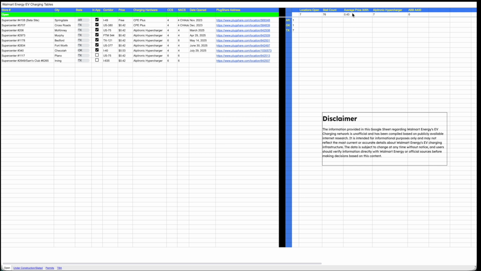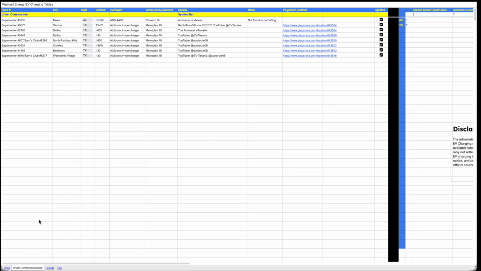We're running the average price here so that we can see what's going on. 43 cents right now, and that's just because Chakota's at 53 cents, everywhere else is 42. And then here is a running total of the charging units and their vendors. So we got 7 open from Alpitronic and none open yet from ABB. So this is just pretty plain and simple. What's open?